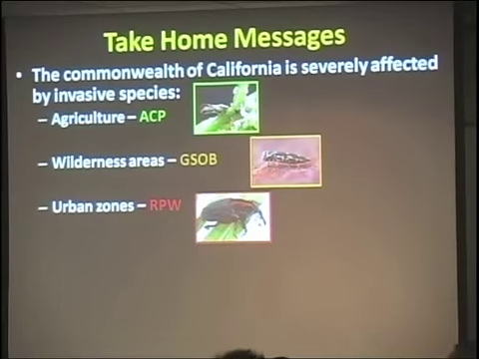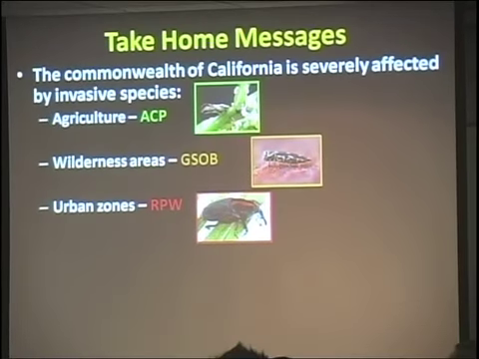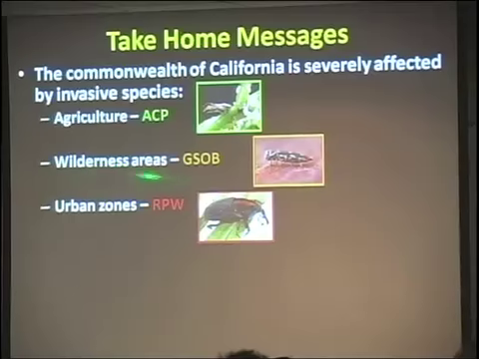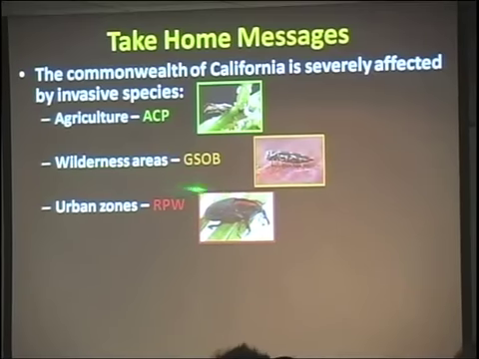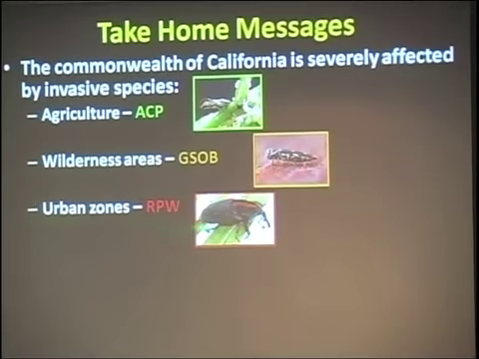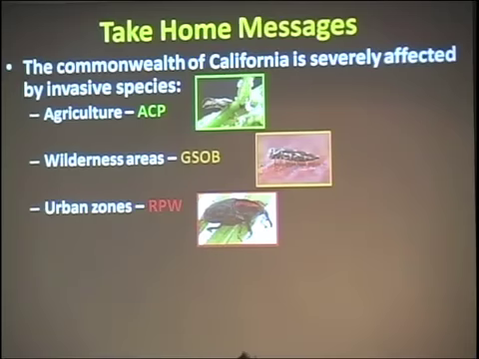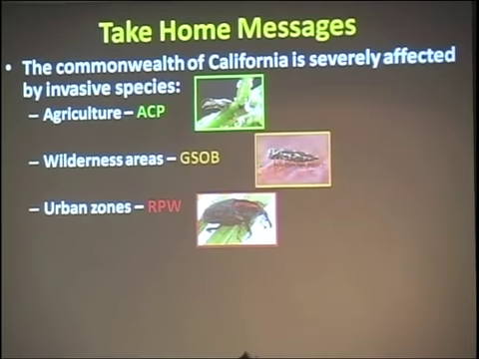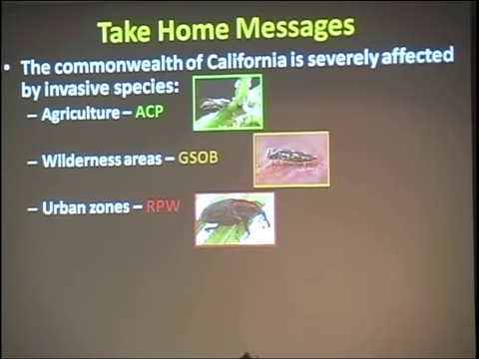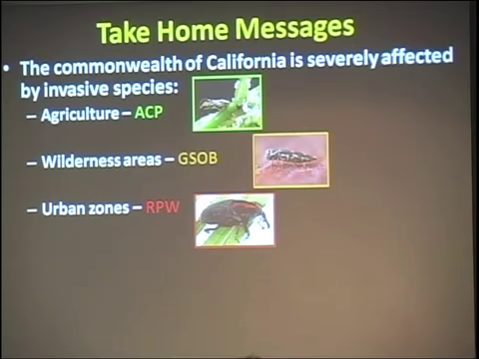And what I've done tonight is I've tried to give you examples on invasive species affecting agriculture. We just talked about Asian citrus psyllid. I gave you an example of an invasive species affecting our wilderness areas, gold spotted oak borer. One that's affecting urban areas in Laguna Beach, the red palm weevil. And one of the best technologies we have for fighting these invasive species is biological control. And UC Riverside pioneered this technology, and we're still at the forefront of this technology today.